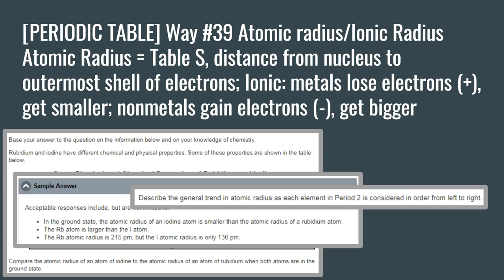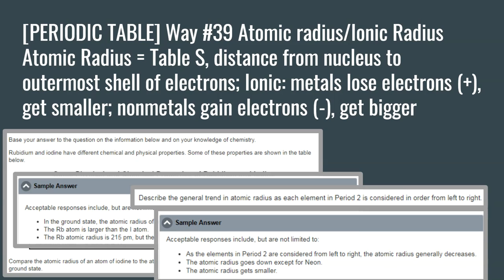If you look at period 2, you find that the atomic radius decreases. So you could just simply say the atomic radius gets smaller or the atomic radius goes down. As the elements of period 2 are considered from left to right, the atomic radius generally decreases. Please note that it's not asking you why it decreases, just simply to state that it does decrease. And remember, it's decreasing because the nuclear charge across a period is increasing. Protons are increasing and they squeeze the atom closer toward the center.